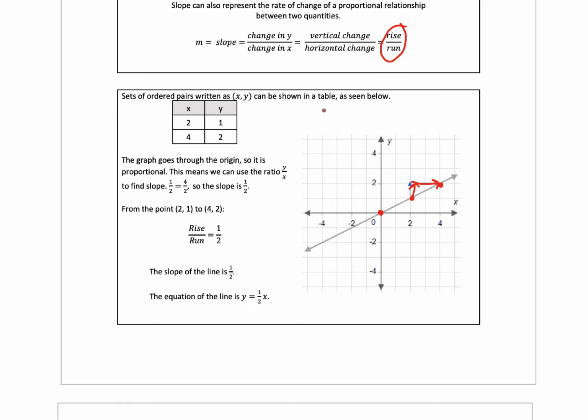And then the other way you could have found the slope here would be to do y over x from the table. If we check both of them, we have 1 over 2 and then 2 over 4. They're both equal to 1/2, which means that this is going to be a proportional relationship, so we can say right away that the slope is 1/2.